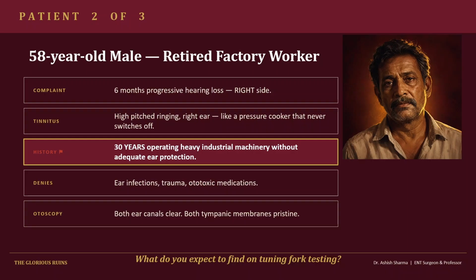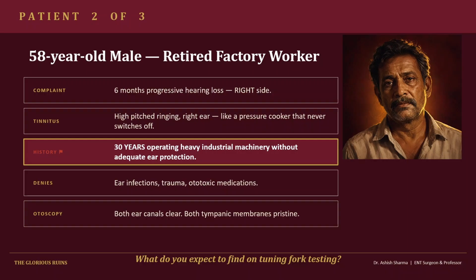2 possibilities. Left conductive blockage, unlikely given his history and no ear symptoms on the left. So it's highly unlikely. Or right sensory neural damage, highly likely given 30 years of industrial noise. So now let us check the Rinne's test. Left Rinne, positive. Left ear, normal.